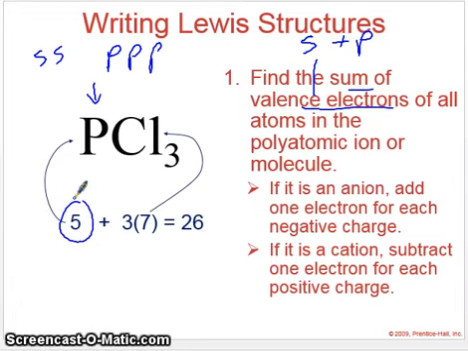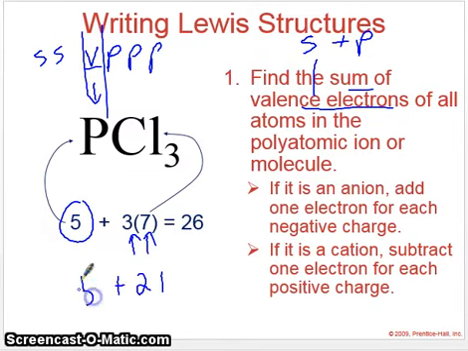Usually you can take this down from the group number. For phosphorus, the group number is 5, and it has 5 valence electrons. Chlorine has 7. We have 3 chlorines, so we must multiply that by 3. This gives us 21, plus 5 gives us a total of 26. So 26 valence electrons is how many these atoms bring to the molecule.